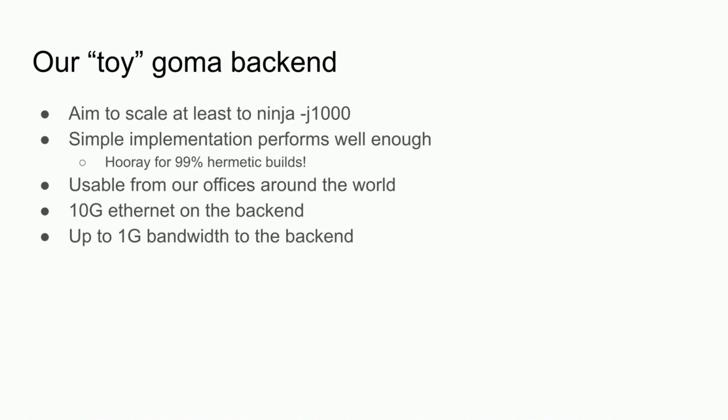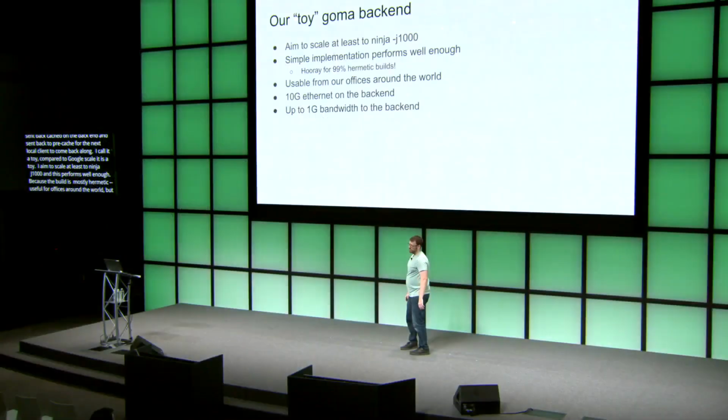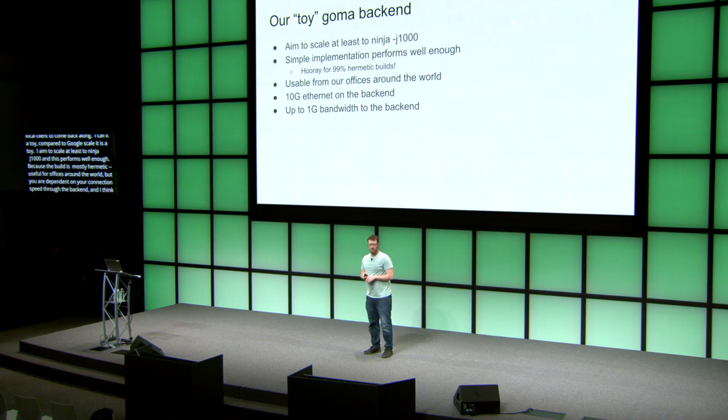And because of the output caching, because the build is mostly hermetic, we get mostly cache hits on rebuild, which means our CI is basically populating the build cache and developers are getting 99% cache hits quite frequently. It's usable from offices around the world, but obviously you're dependent on their connection speed to the back end. And I think in most offices we have up to a gigabit of bandwidth, but it's more likely to be half that.